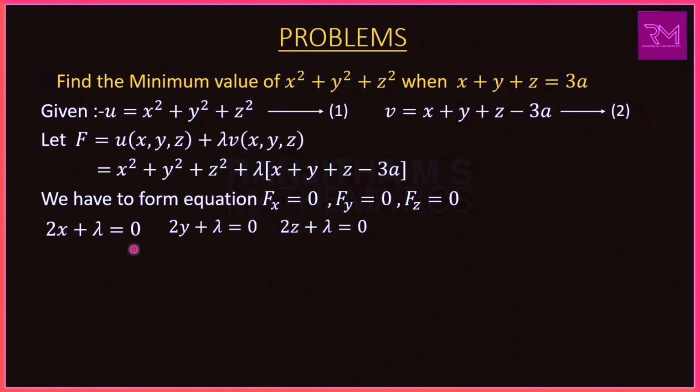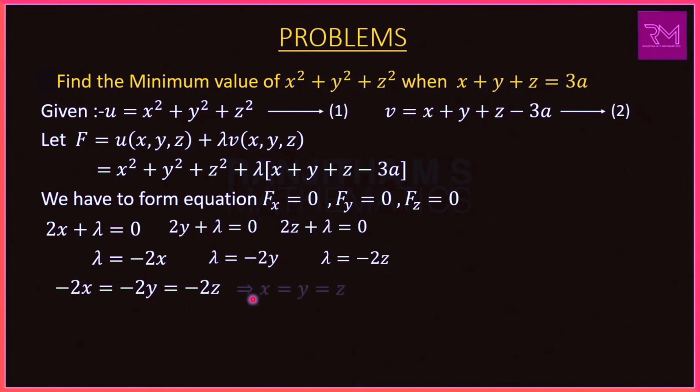Here 2x plus lambda is equal to 0. This implies lambda is equal to minus 2x. Similarly lambda is equal to minus 2y. Here lambda is minus 2z. Here we get the value of lambda as minus 2x, minus 2y, minus 2z. Hence we can conclude that lambda is minus 2x, also lambda is minus 2y, also lambda is minus 2z. Hence we can take it as minus 2x which is equal to minus 2y which is equal to minus 2z.